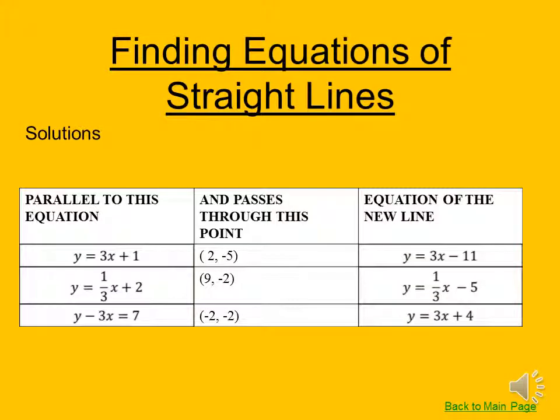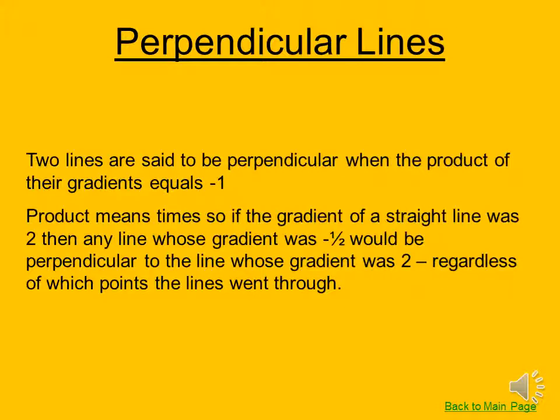All good? Brilliant. So, now for the last bit. What I need to now find is the equation of a straight line that's perpendicular to another line. Two lines are said to be perpendicular when the product of their gradients equals -1. That's just a posh way of saying that if you multiply the gradients of the two lines and you get -1, the lines must be perpendicular. If the gradient of a line was 2, and if the gradient of another line was -1/2, these two lines would be perpendicular, irrespective of where they cross the y-axis.